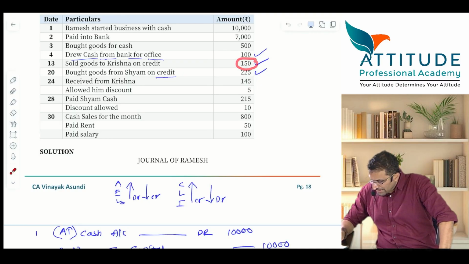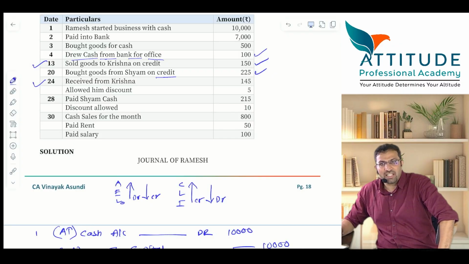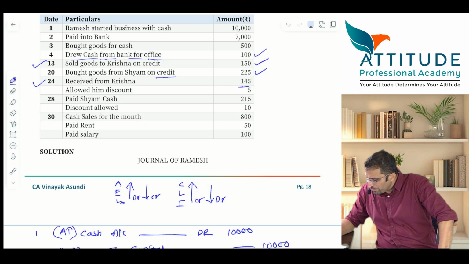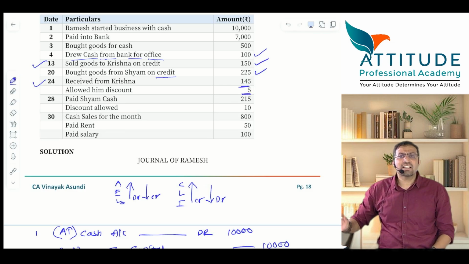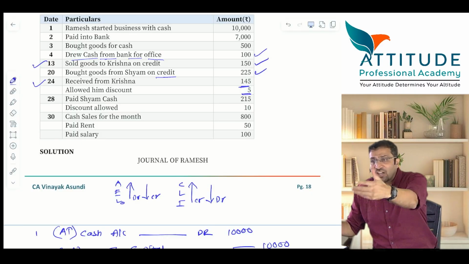Now tell me, this and this entry is connected? 13th and 24th. Are they connected? Yes. Because on 13th you sold the goods to Krishna. You have to receive from him 150. Now you are receiving from him how much? And allowed him a discount of? Clear? Now, received from Krishna 145, allowed him a discount of 5, is a transaction.